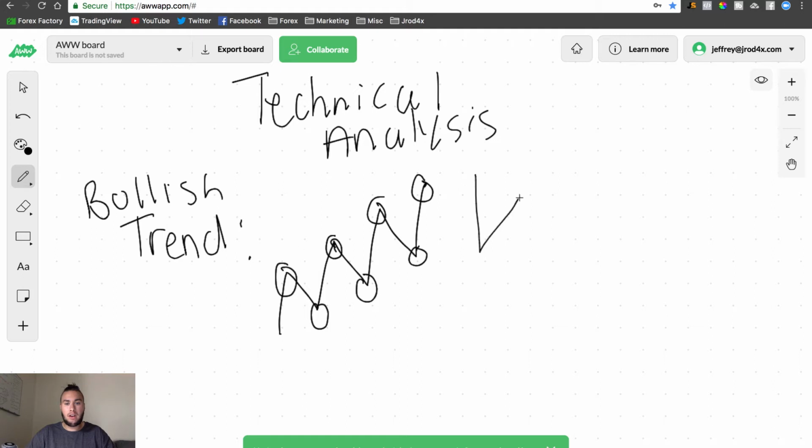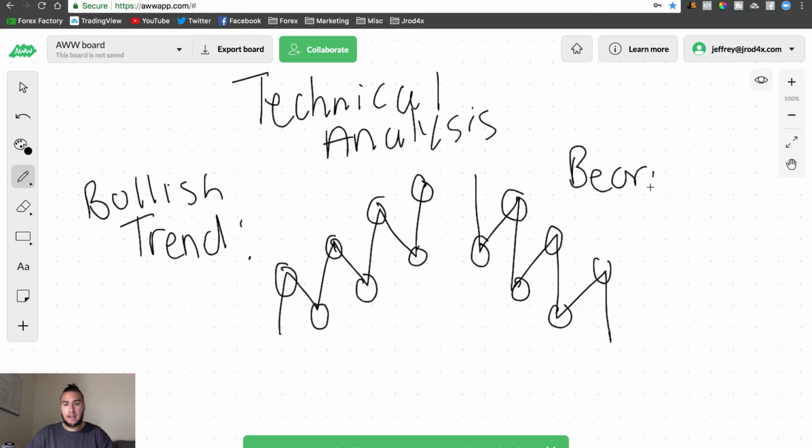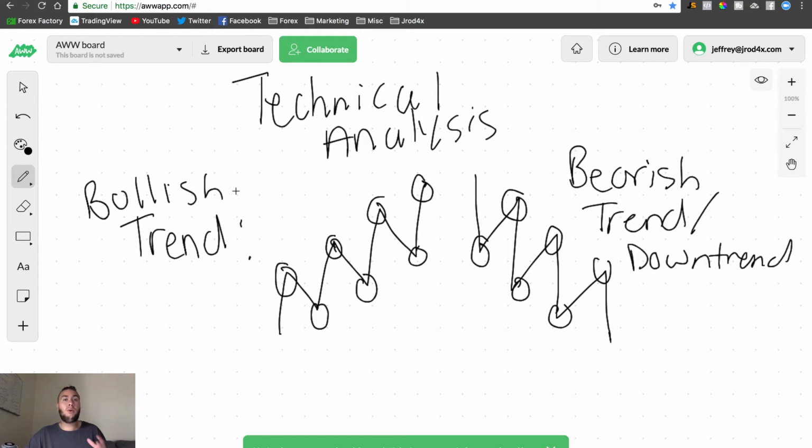Now, if you have a chart that's making lower lows and lower highs, then you would classify this as a bearish trend or a downtrend. So the most important thing, guys, in technical analysis is you want to make sure that you identify the trend on a higher time frame first. So is the trend bullish or is the trend bearish? And it's very simple. All you have to look for is the chart making higher highs like this here, or is the chart making lower lows and lower highs like this chart here.